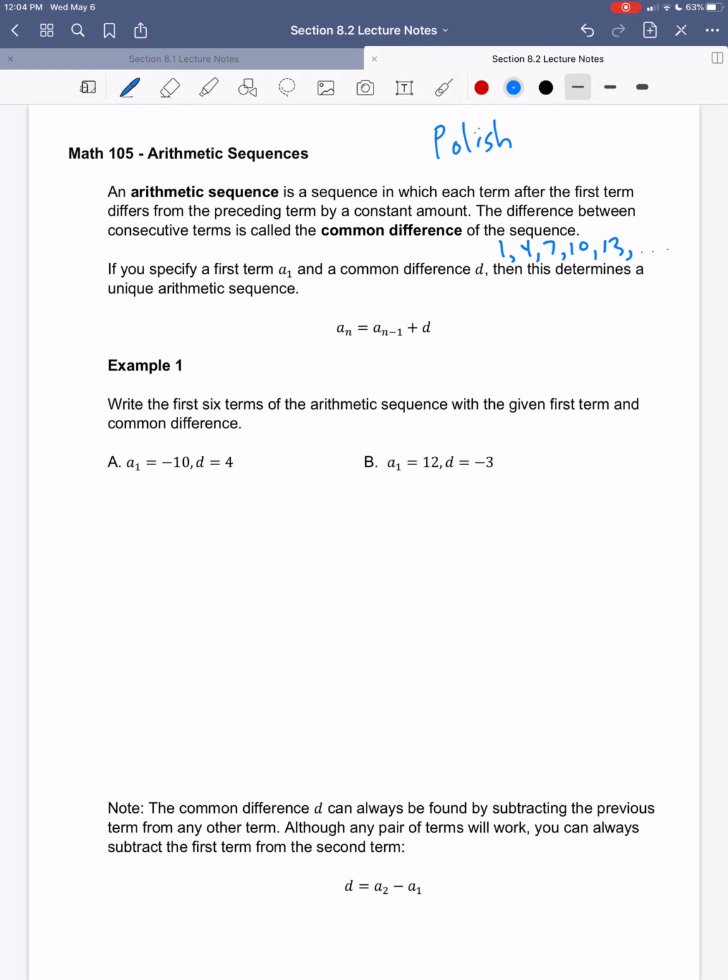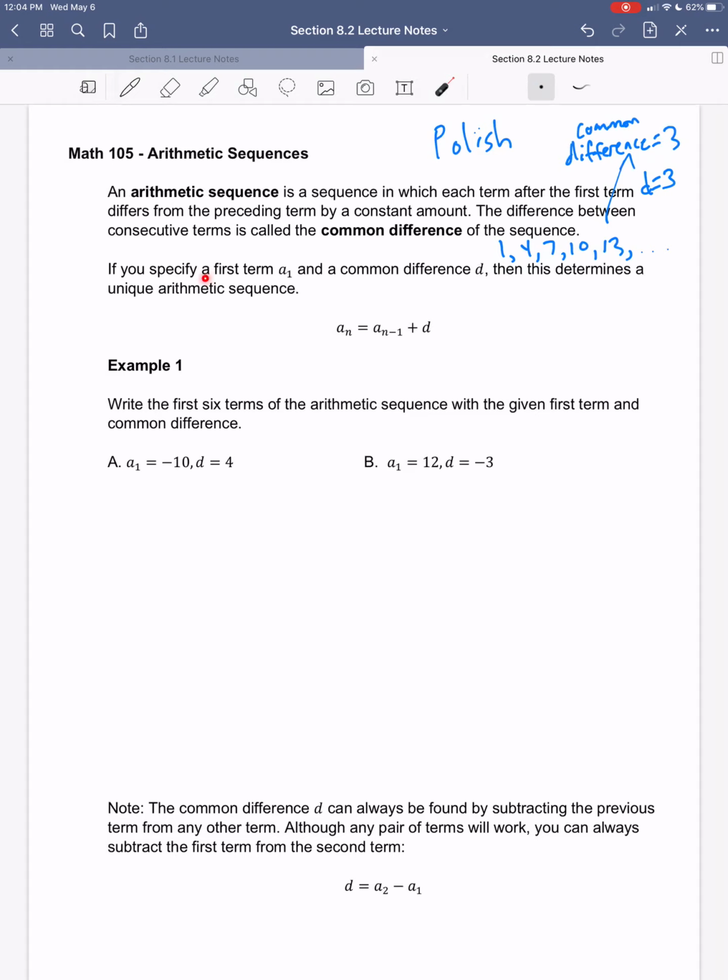where my common difference then is how we get from one term to the other, and in this case my common difference would be 3. We're going to usually use the letter D for the common difference. So for this sequence, if I just had 1, 4, 7, 10, 13, I'm adding 3 every time to get from one term to the next.